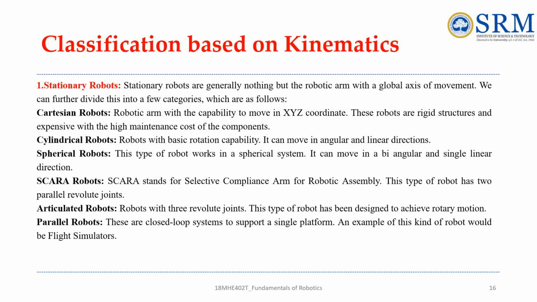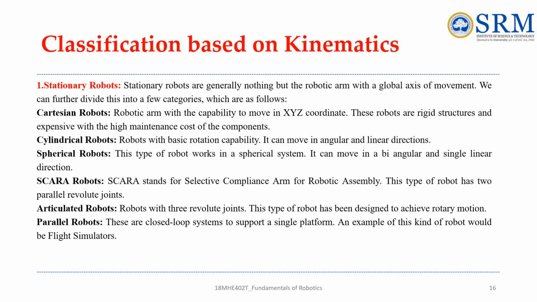So first, what is a Cartesian robot? So these move in XYZ coordinates and they are rigid, can be expensive to maintain. Okay. Next, cylindrical robots. They have a rotation capability and move both angularly and linearly. Spherical robots work in a spherical system, moving biangularly and linearly.